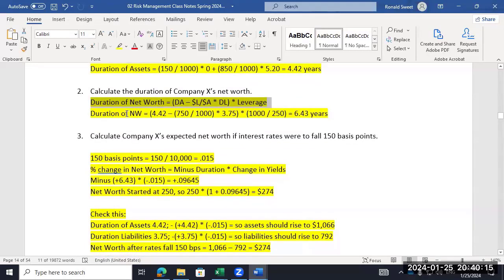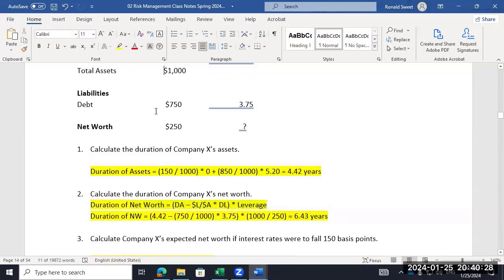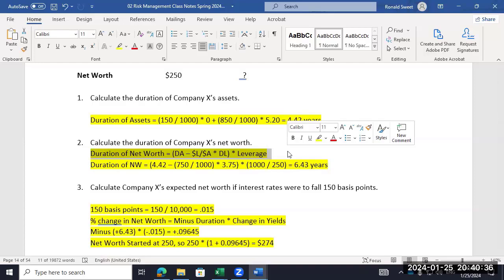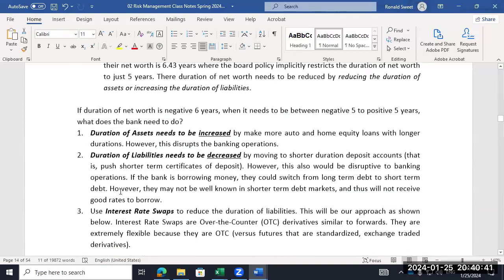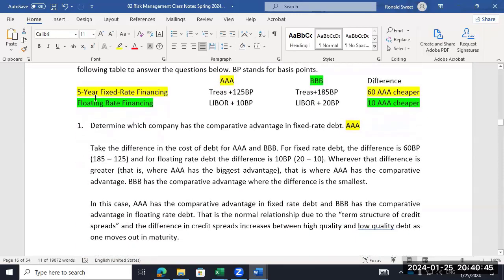So you have to learn this formula. Duration of assets minus the dollar in liabilities divided by the dollar in assets times the duration of liabilities times leverage. What is leverage? Leverage is assets over net worth. So that's the formula. Not a difficult formula, but you'll see, it's kind of a magical formula. And then we're going to immunize it with a swap.